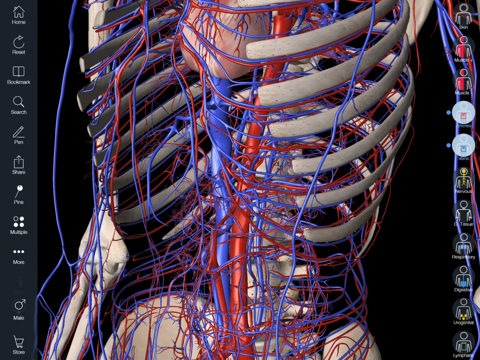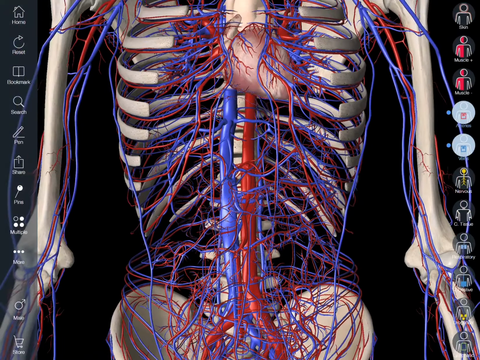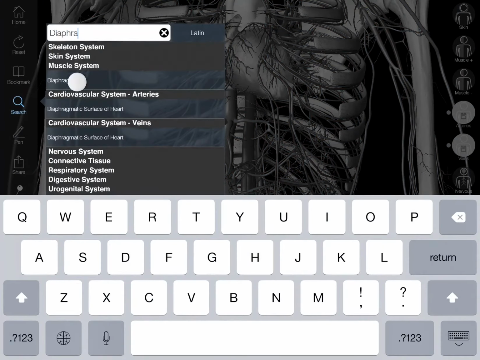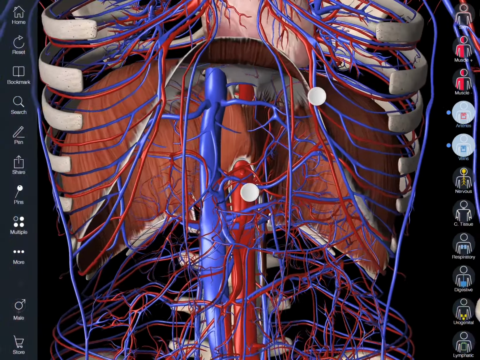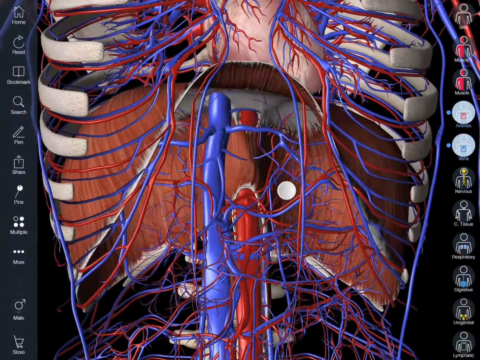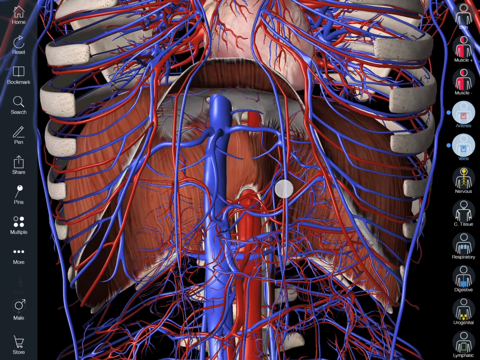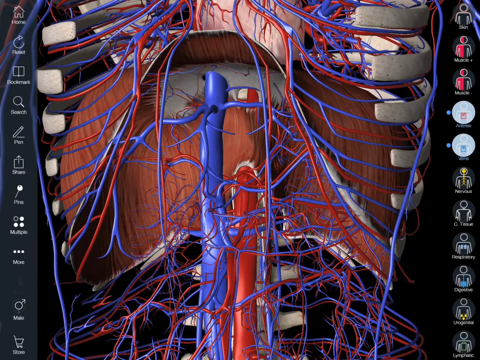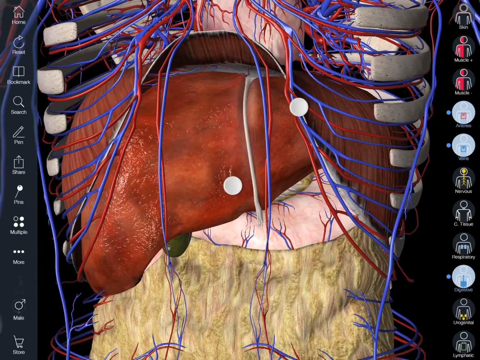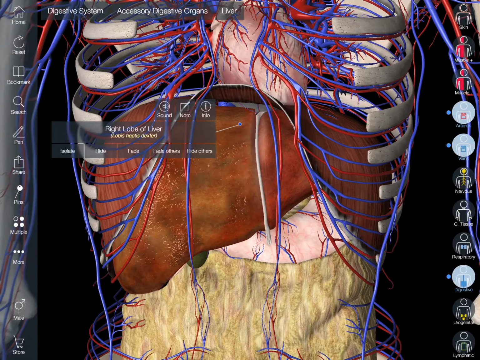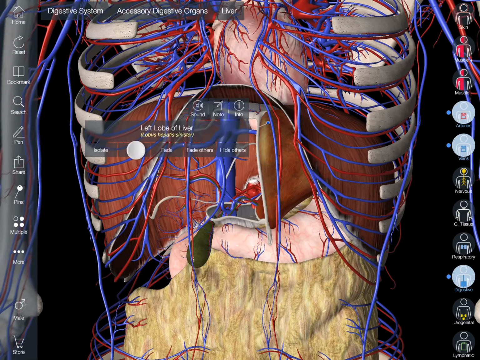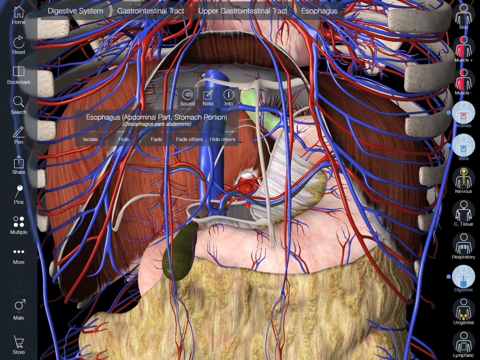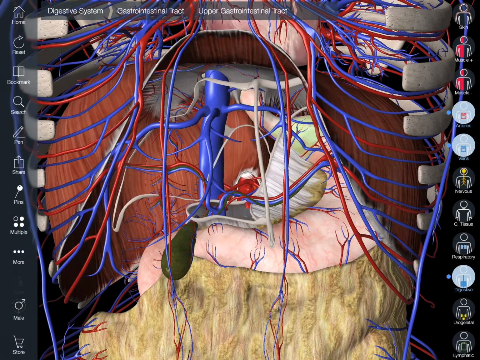Now it's important to talk about some openings in the diaphragm, just as a review. So let's get the diaphragm here. Okay, this is the diaphragm. We've got three major openings in the diaphragm. So let's also get the digestive system here. Okay, let's actually hide this guy. Alright, now as we know, this is the esophagus, this is the stomach.